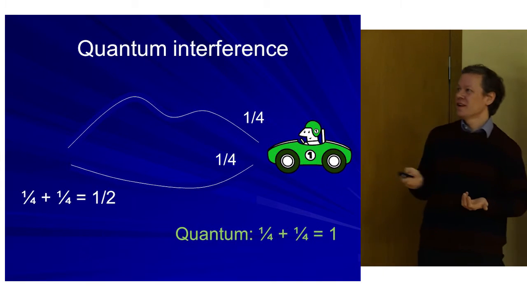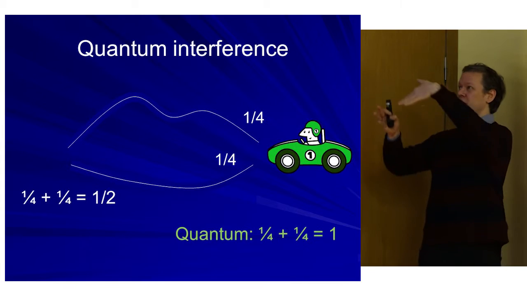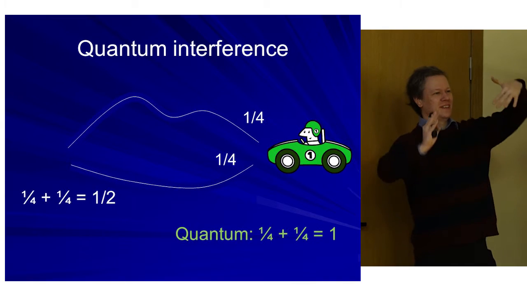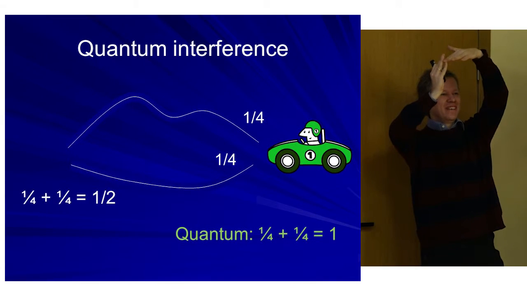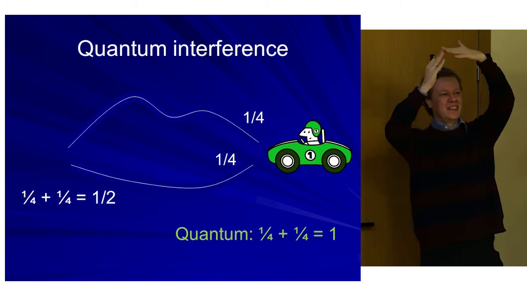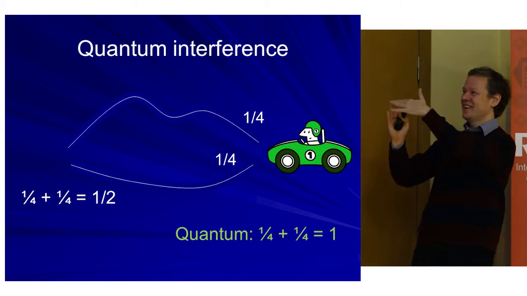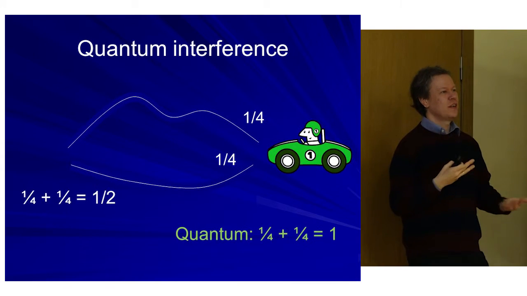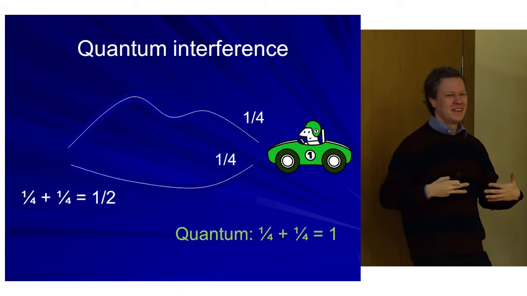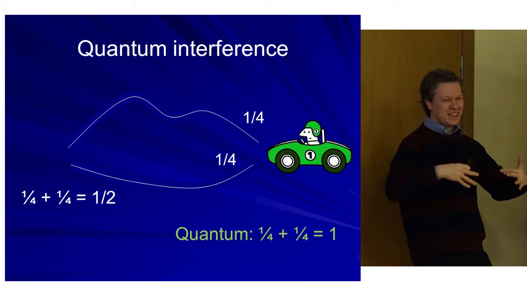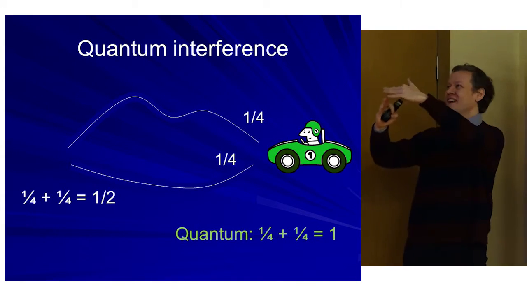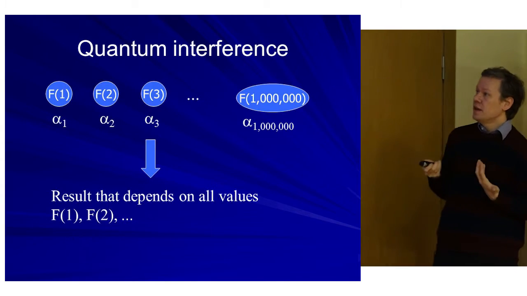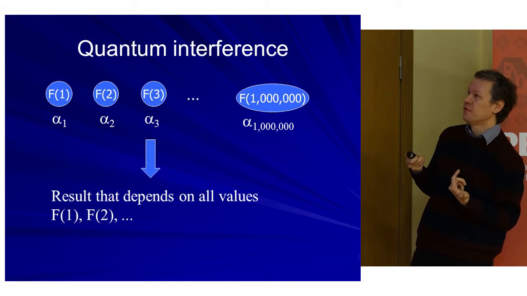Now, in the quantum world, quantum states could interfere one with another. So if we have two paths, and on these paths, the probability of getting to the destination is 1/4, they could interfere, and 1/4 plus 1/4 could add up to 1. Because what we are actually adding up in the quantum world are amplitudes. So many amplitudes which translate to small probabilities could add up to a big amplitude which translates to a large probability. And this is essentially how quantum computing works.